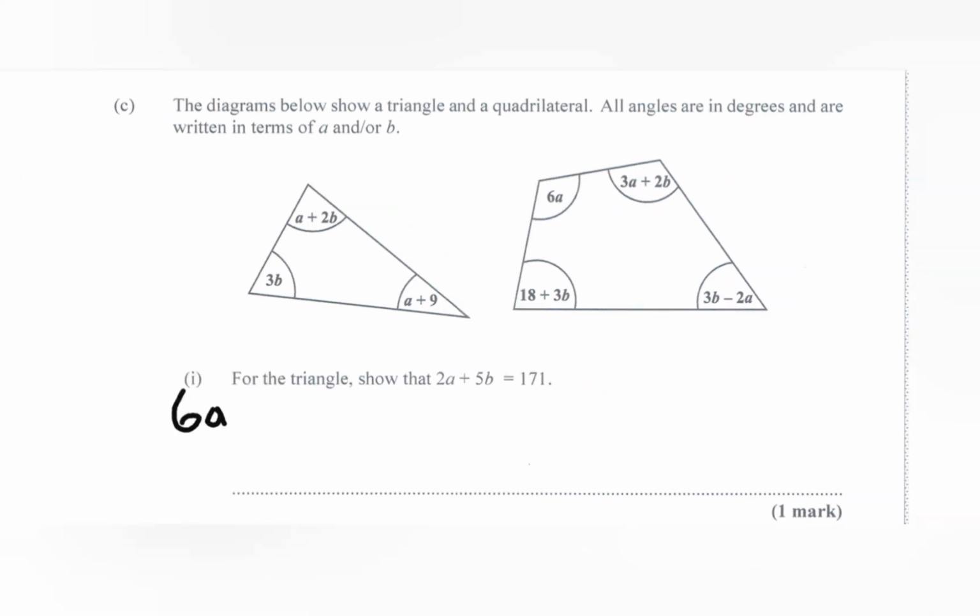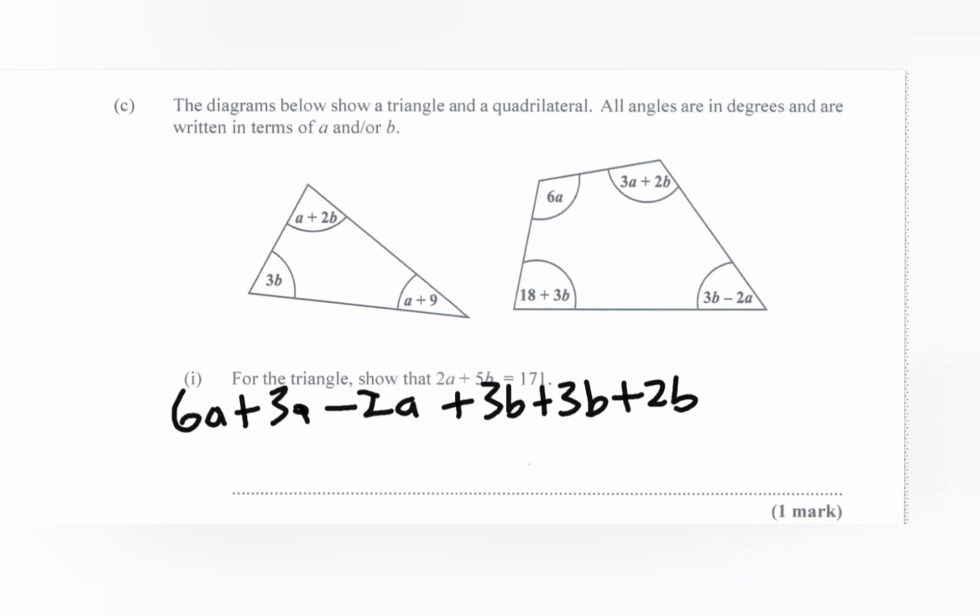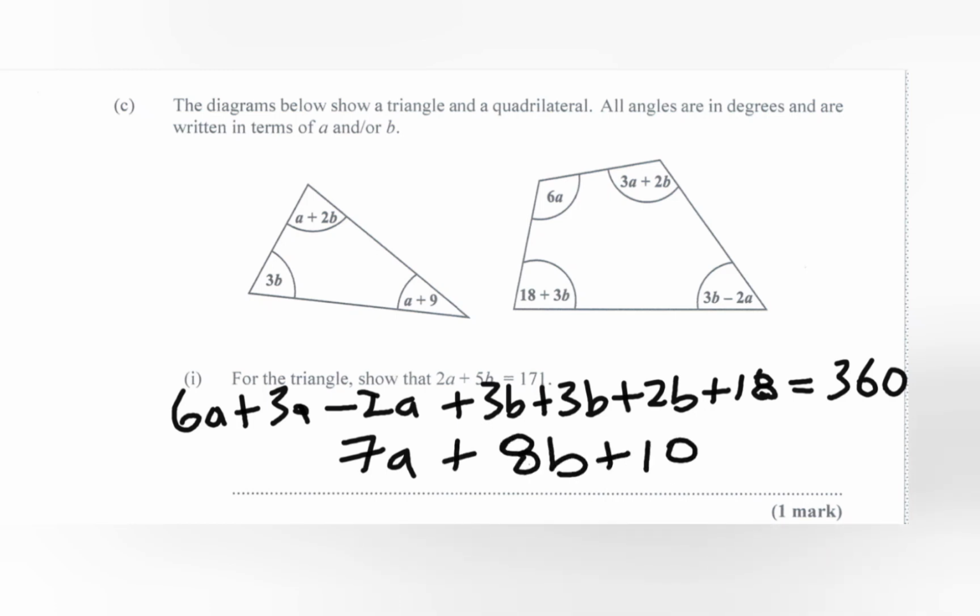So we're going to have 6a plus 3a minus 2a plus 3b plus 3b plus 2b plus 18 is equal to 360. So we're going to simplify the a. So 6a plus 3a, 9a minus 2a gives us 7a. 3b plus 3b plus 2b gives us 8b plus 18 is equal to 360.